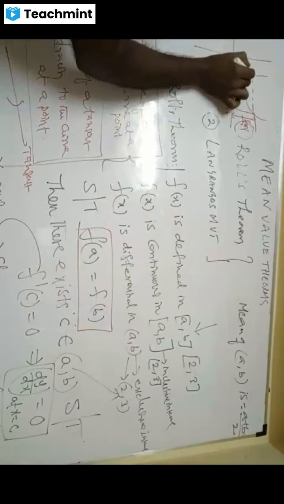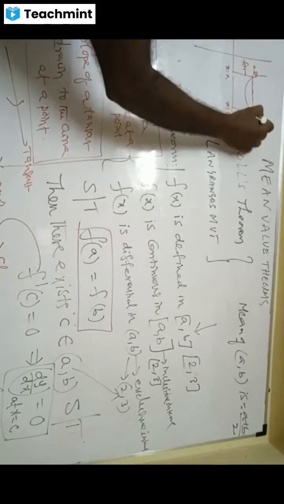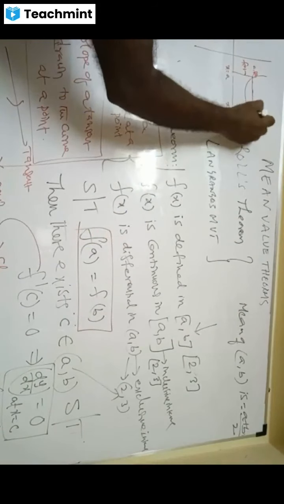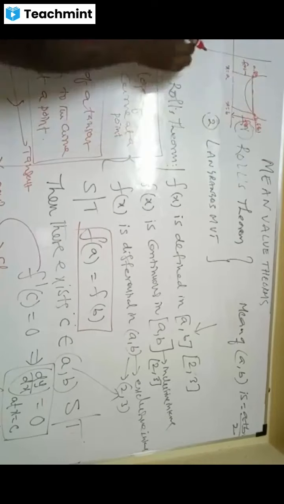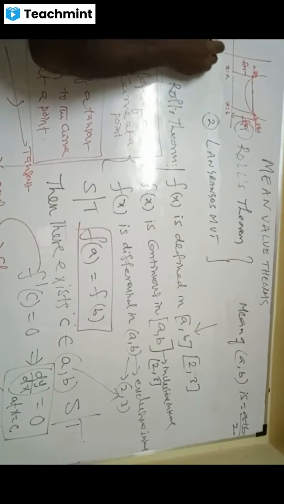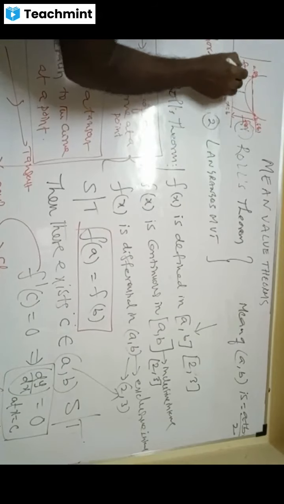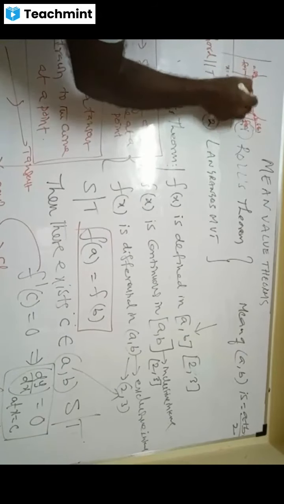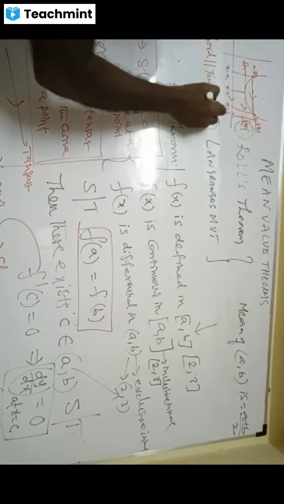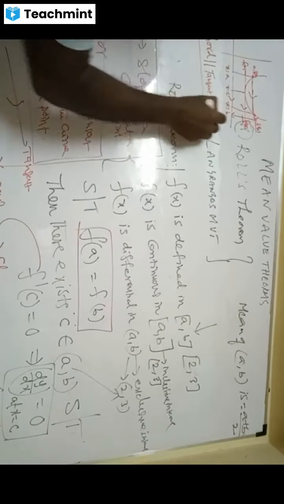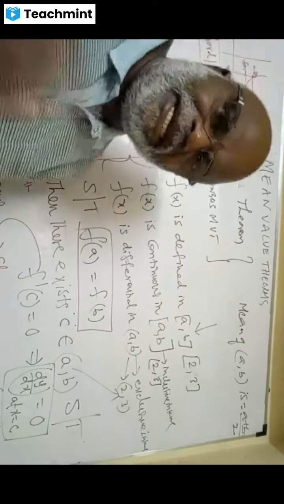Joining this point A, f of A and the point B, f of B, we get a chord. Here, the beauty is that the chord is parallel to the tangent at C. This is called x equal to C. At C, you draw a tangent. The tangent is parallel to the chord and parallel to the x-axis. This is the ultimate concept of our mean value theorem.